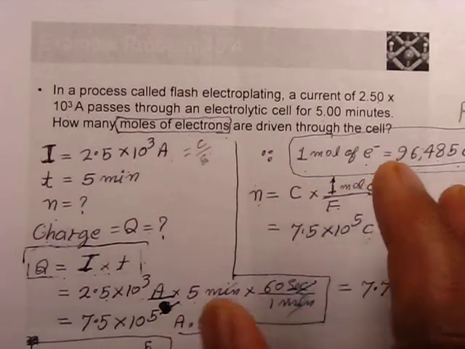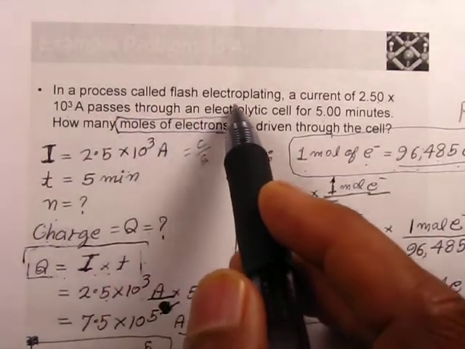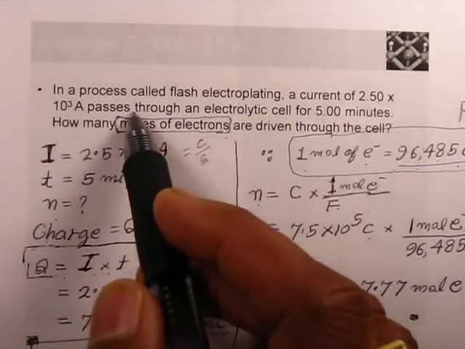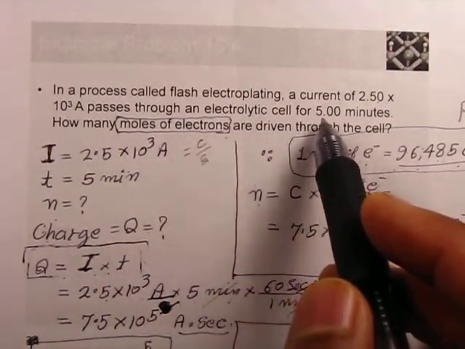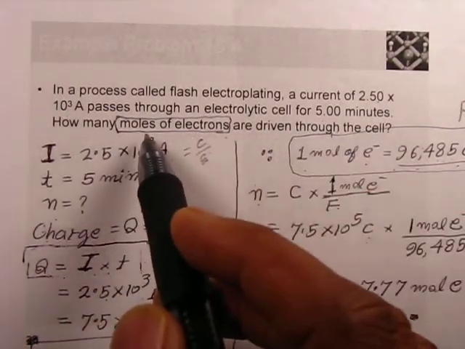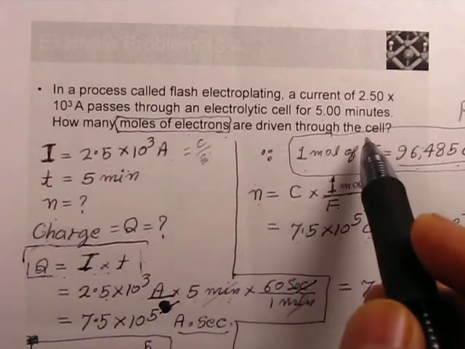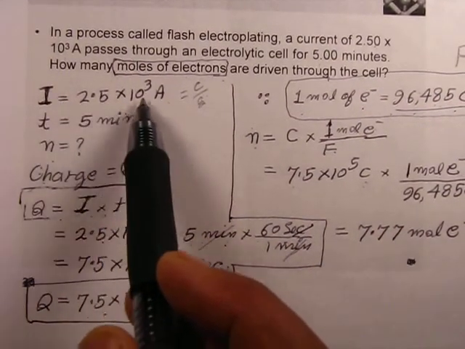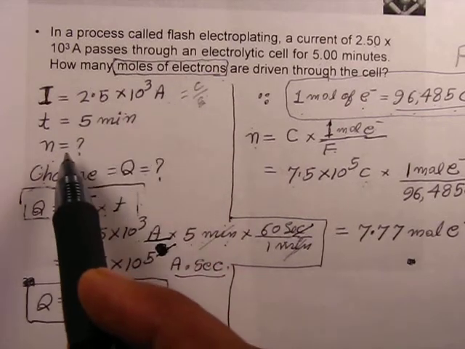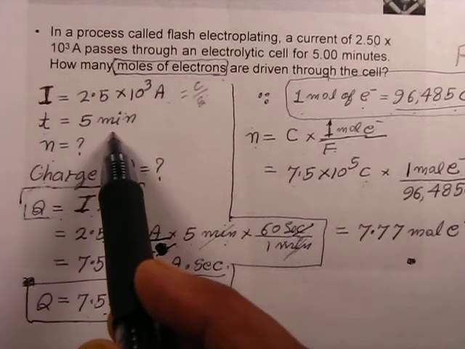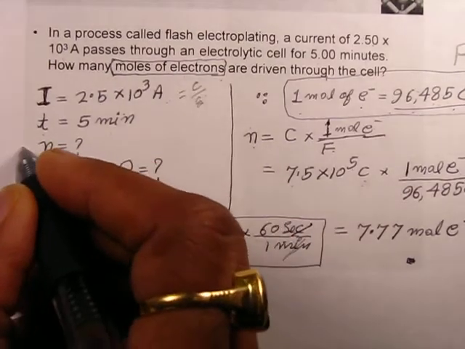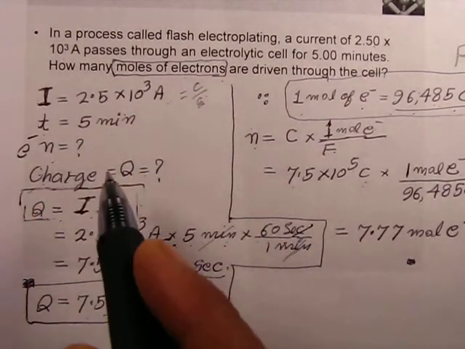So here is one example. In a process called flash electroplating, a current of 2.5 times 10 to the power 3 ampere is passed through an electrolytic cell for 5 minutes. How many moles of electrons are driven through the cell? Here you can see current is given, which is 2.5 times 10 to the power 3 ampere, and time is given as 5 minutes, and we have to find out the moles of electrons.